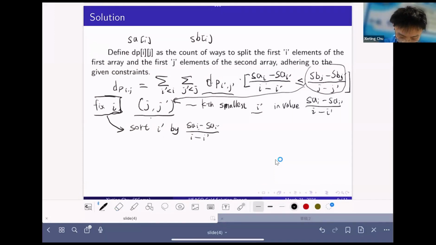And then we iterate for all the J and then the J prime, and we want to calculate the answer. We just need to get this SJ minus SJ prime over J minus J prime. And then we do a binary search in the I prime dimension, and we find out the prefix sum of this DP value. So by this means, we can speed up the solution to be n cube log.